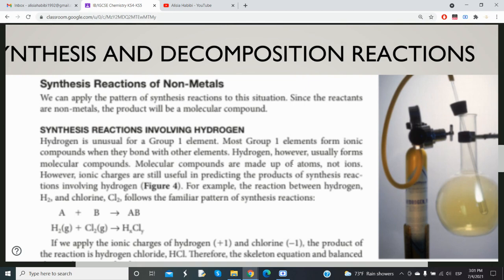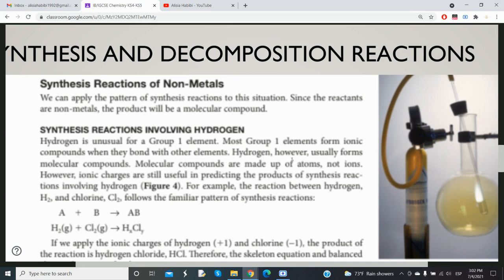Most of the time, group 1 elements would form ionic compounds when they react with other elements. However, although hydrogen does fall in group 1, it is a bit different because it is not a metal. It's not an element that can react with other reactants to form an ionic compound. Instead, it forms a molecular compound, which is made up of atoms rather than ions.